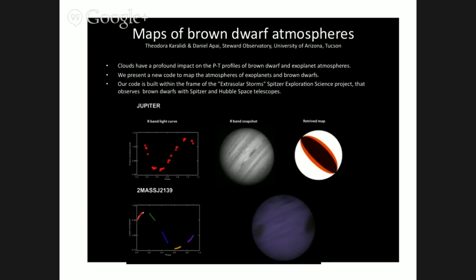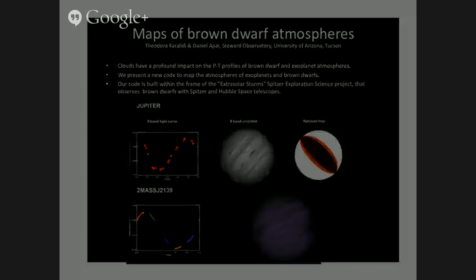With this in mind, we have created a Markov chain Monte Carlo code that can map the 2D structures of cool atmospheres. We have tested it against a Jupiter HST light curve and see it works, and applied it for the first time.